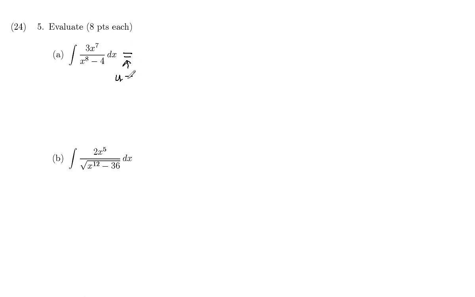Let u equal x to the 8th minus 4 on the bottom. Then your du is going to be 8x to the 7th. The derivative of negative 4 is 0, and then we need a dx. Well, up on the top, we've got a 3x to the 7th dx. So let's take this 3 and bring it on the outside. Integral of, on the top we've got left x to the 7th and a dx, and then downstairs we've got that x to the 8th minus 4.